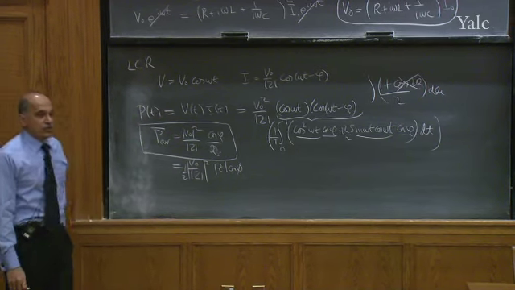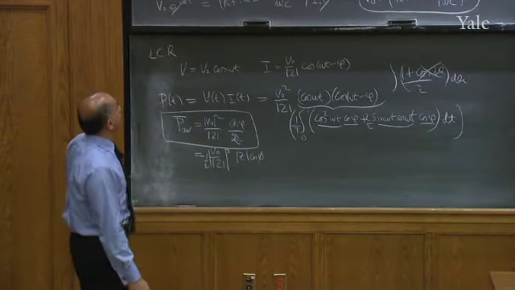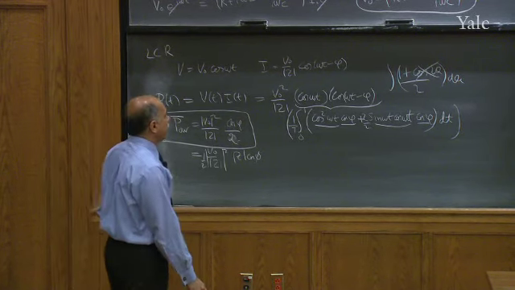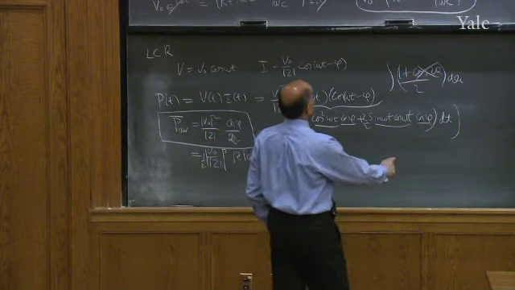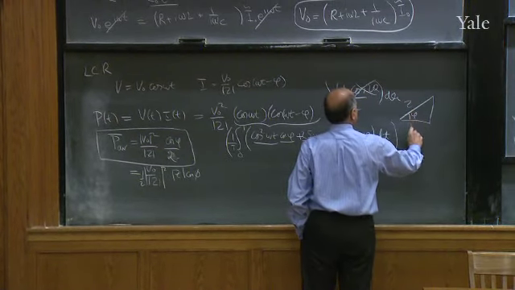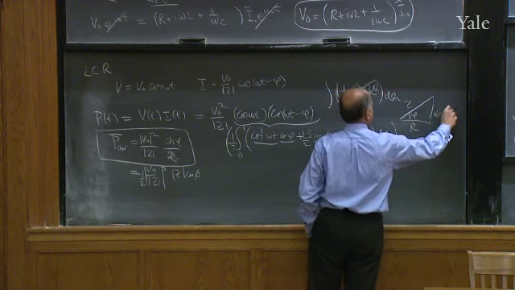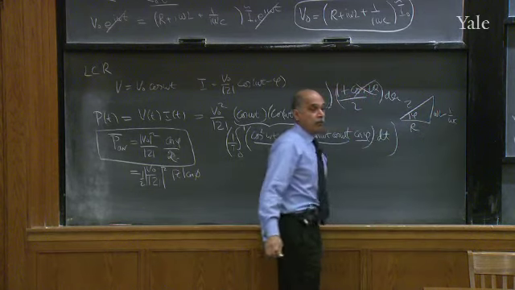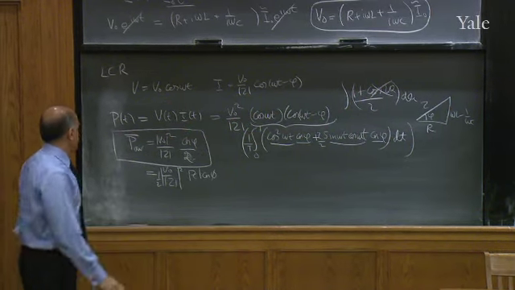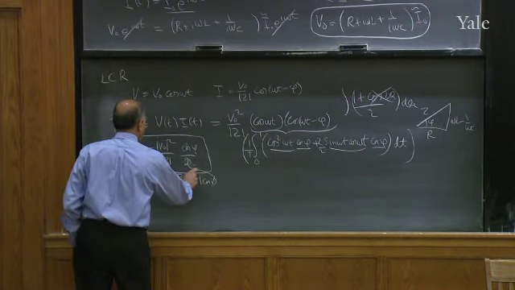What is mod Z cosine phi? Can you tell from some picture I drew of Z? I don't know if I have any picture. I've hidden all of them, but here is what Z looks like. That is Z, that's phi, this is R, it's omega L minus 1 over omega C. What is mod Z cosine phi? Yes? It is just the resistance. So this is a fancy way for R.